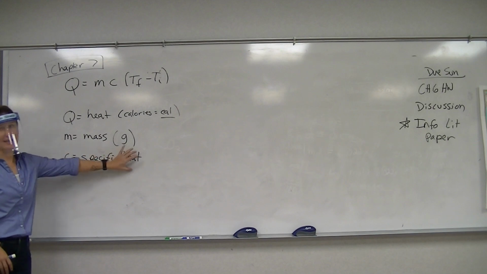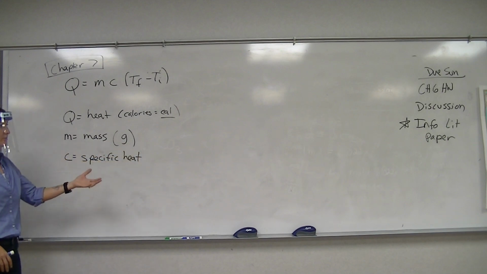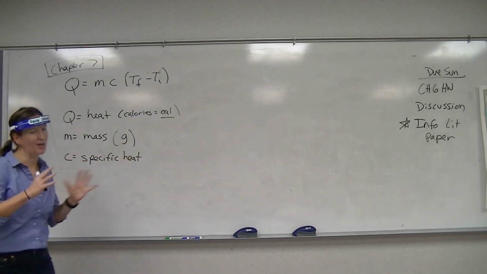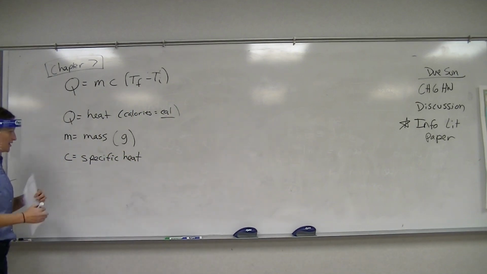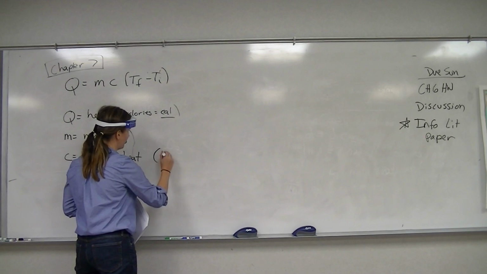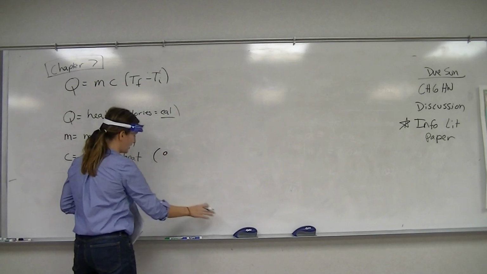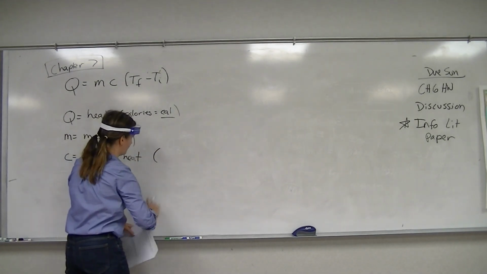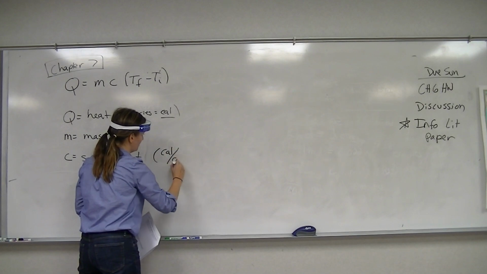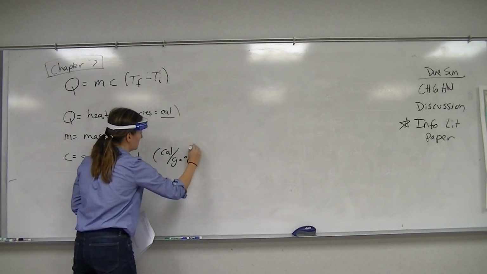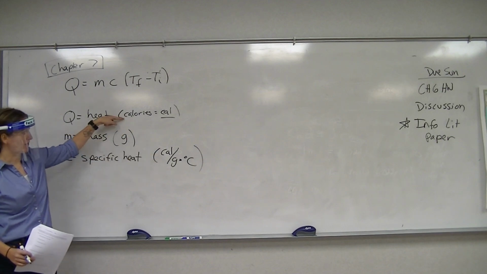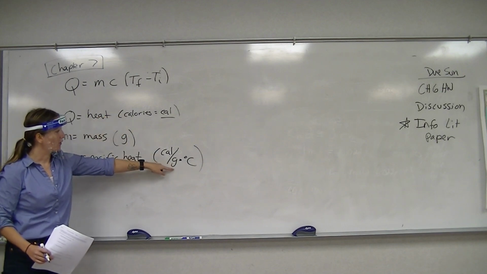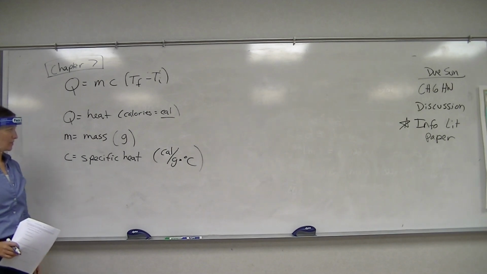Now you're just going to be given these specific heats in the question itself, but I want you to understand where they're coming from. So the units on these are weird. I have to remember, calories per gram degree Celsius. Kind of a weird one. So calories in the numerator, it goes along with that heat value, grams in degrees Celsius in the denominator.